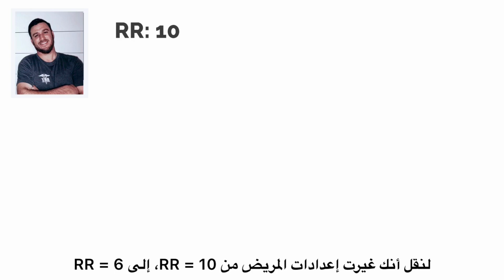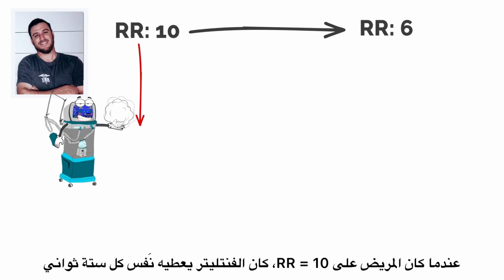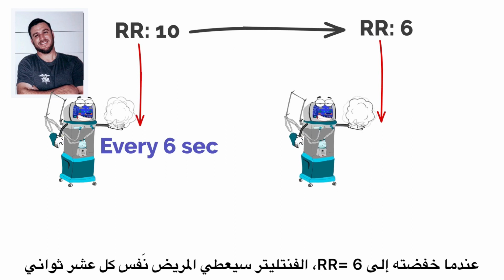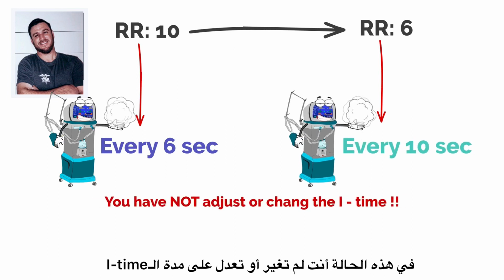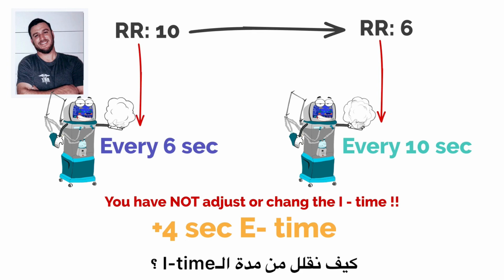Let's say you took somebody from a rate of 10 to a rate of 6. Well, at 10, the vent's giving a breath every 6 seconds. When you drop it to 6, the vent's giving a breath every 10 seconds. You haven't adjusted or changed I time, but you've gained 4 additional seconds that will be going on to the end of your expiratory time. So those are the key ways.